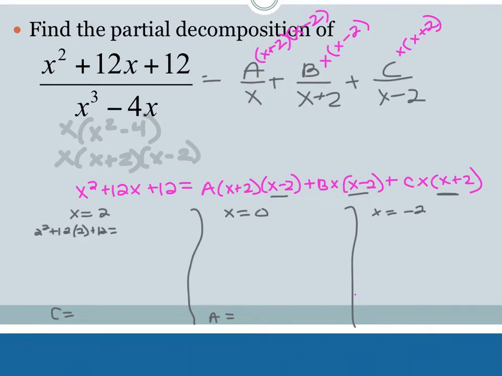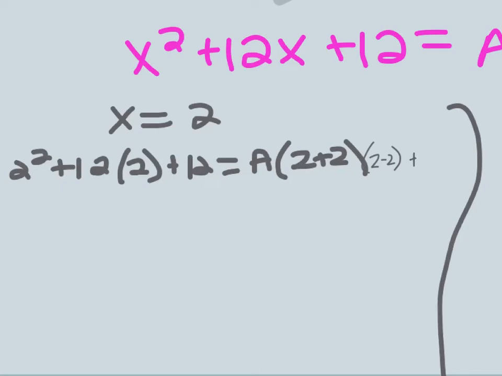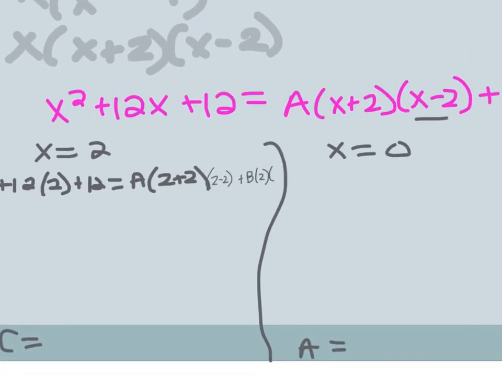How does canceling out B make you guys 0? If you put a 0 here, it becomes B times 0, which is 0 times X times 0 minus 2. X minus 2.